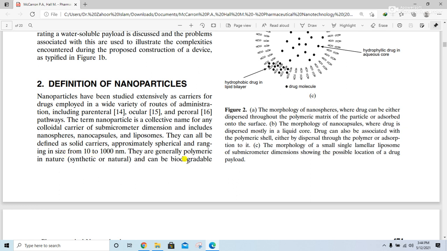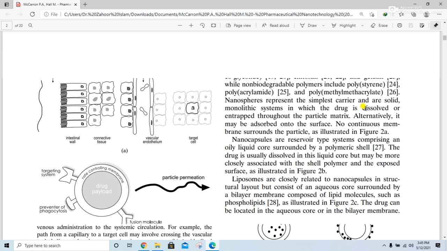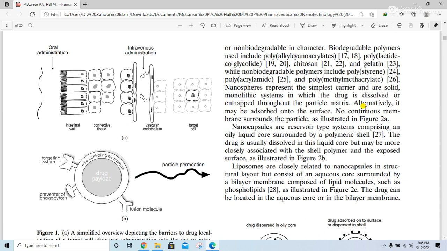They are generally polymeric in nature. They may be synthetic or natural, and can be biodegradable or non-biodegradable. I have already discussed this in detail. The biodegradable polymers are given here. You can see polyalkyl cyanoacrylates, polylactide co-glycolides, chitosan, and gelatin. These are biodegradable polymers.